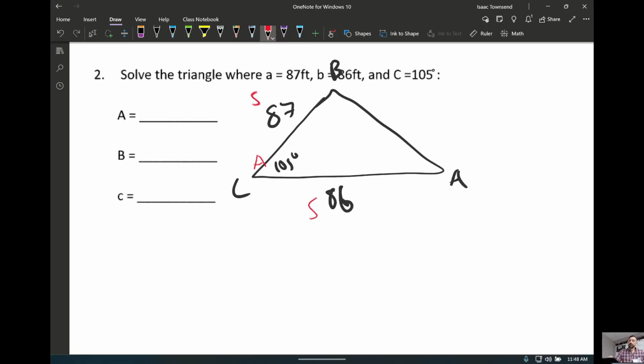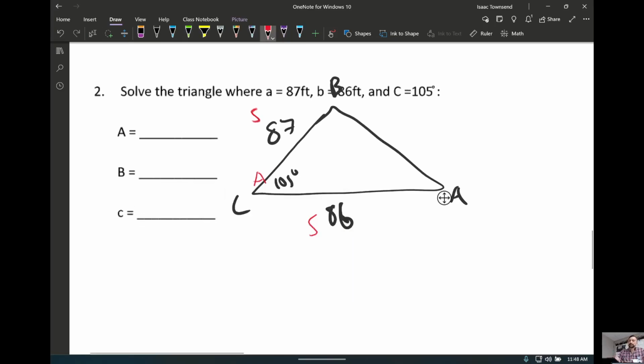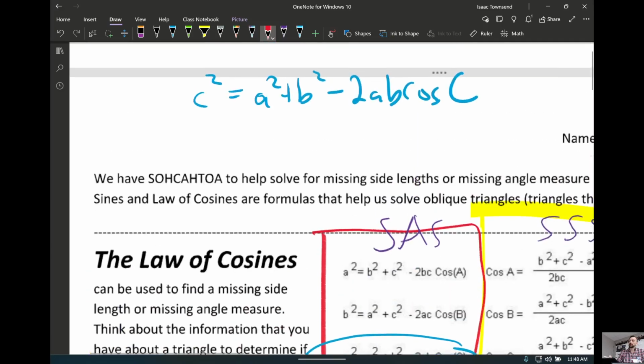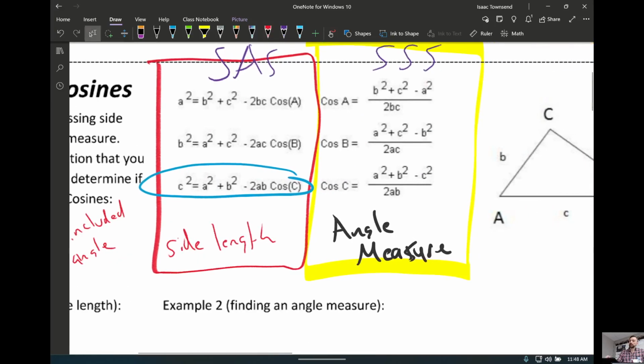So I need to find angle A, angle B, and side C, and you can try to find angle A or angle B in law of cosines, but law of cosines can only find you an angle measure if you know all 3 sides, so you can't do those yet. You're going to have to do one of these first.